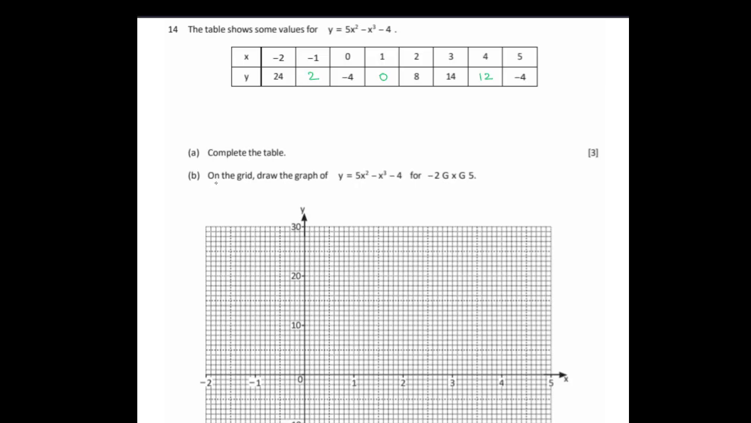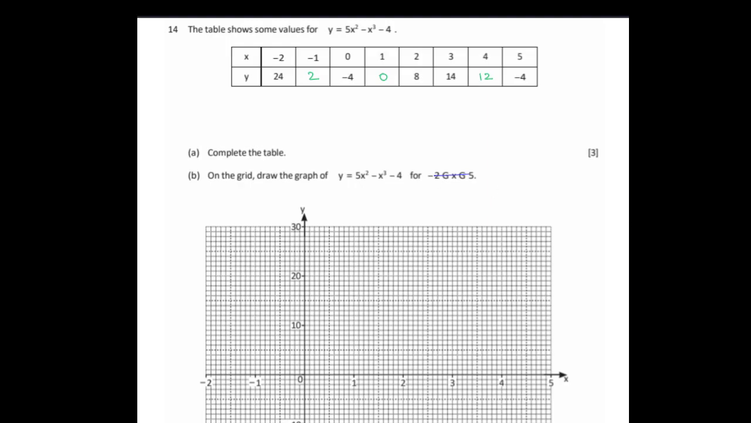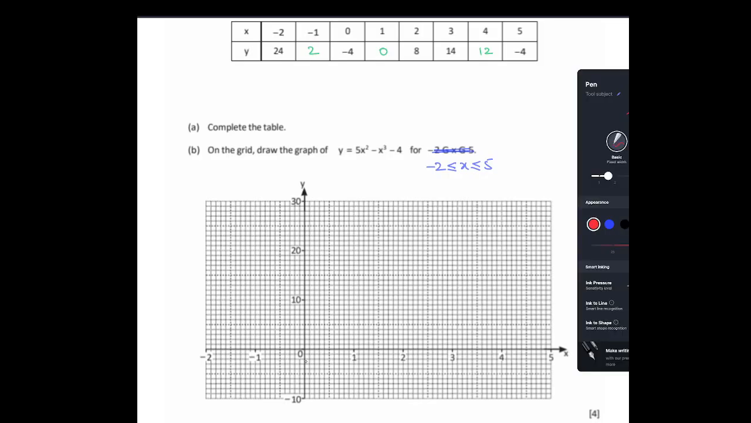Now we need to do on the grid, draw the graph of y is equal to 5x square minus x cube minus 4. This got edited, students, so the edit part has become something wrong. So let me write it as minus 2 less than or equal to x less than or equal to 5. This is okay. So here we need to draw the graph. So let us put the points according to x and y values given in the table.